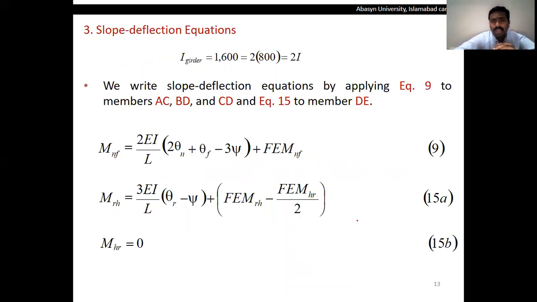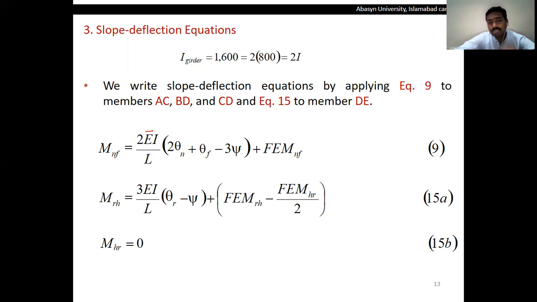Once you have calculated the fixed end moments, we can apply the slope-deflection equation. But before applying the slope-deflection equations, there is a term which is used, E and I.